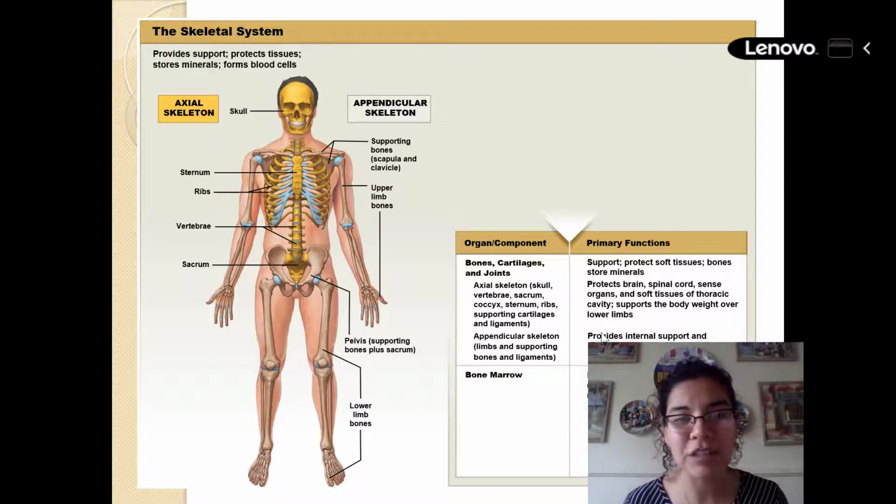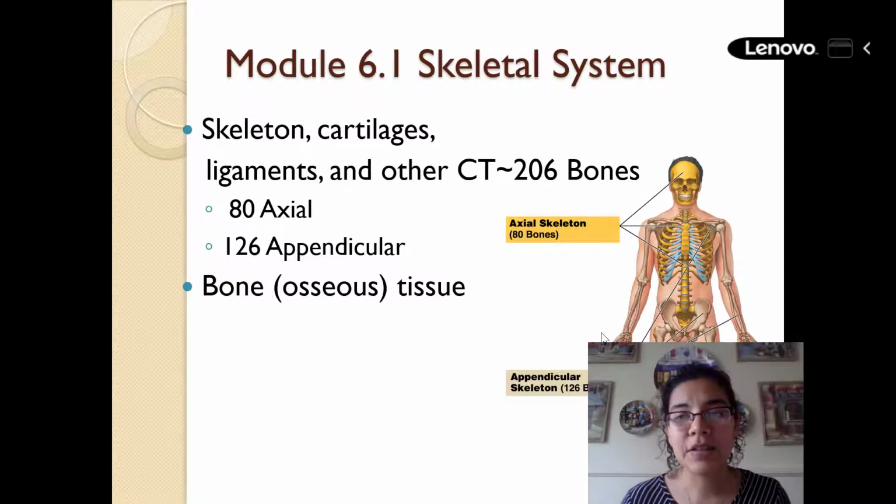So we go back: axial skeleton, appendicular skeleton. The axial skeleton is made up of 80 bones, and the appendicular skeleton is made up of 126 bones. The appendicular skeleton, the second division of the skeletal system, is made up of the bones of the upper limb and the lower limb, alongside the bones that attach the upper and lower limbs to the trunk.